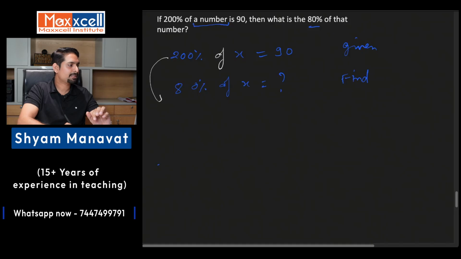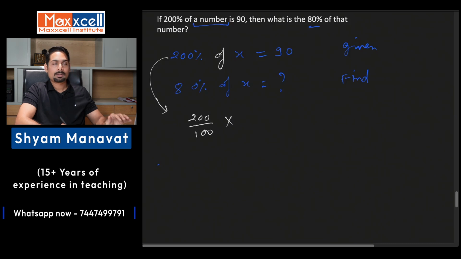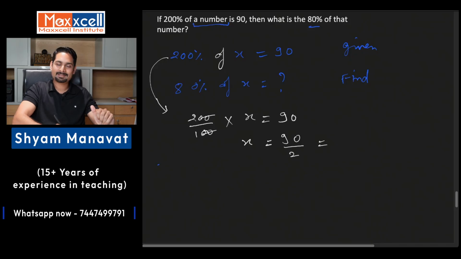So let me take this part here. 200%: remove the percentage sign, divide by 100, replace "of" with multiplication. I have x here equal to 90. Cancel. How much will x give you? x will give you 90 divided by 2. That is going to get you what? 45. Absolutely right, 45. Now I have got x equal to 45. Let me replace this here.